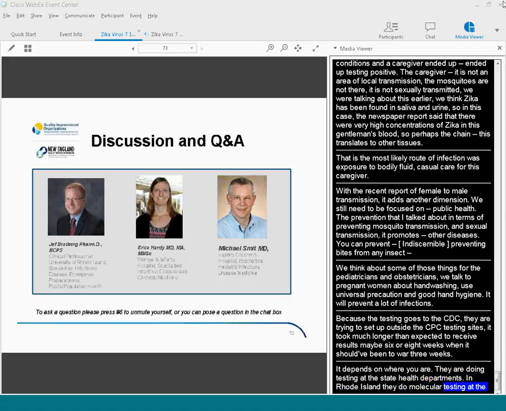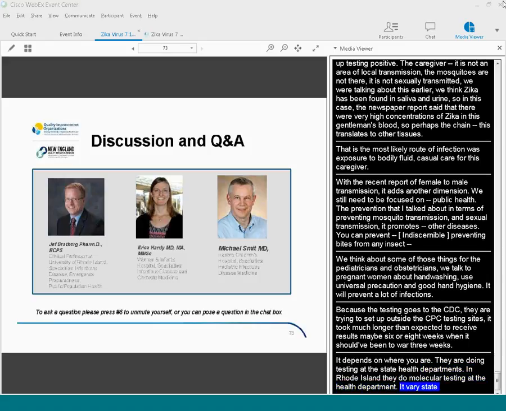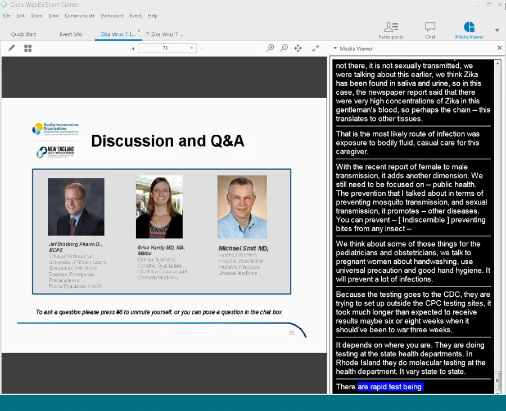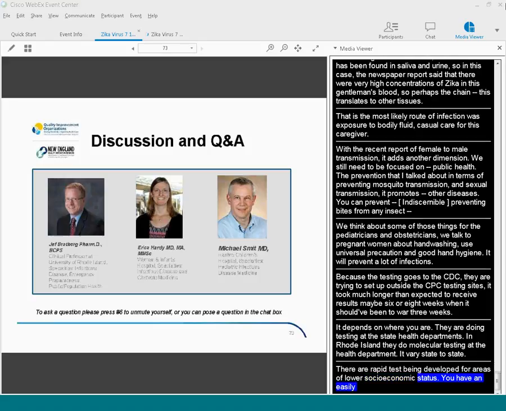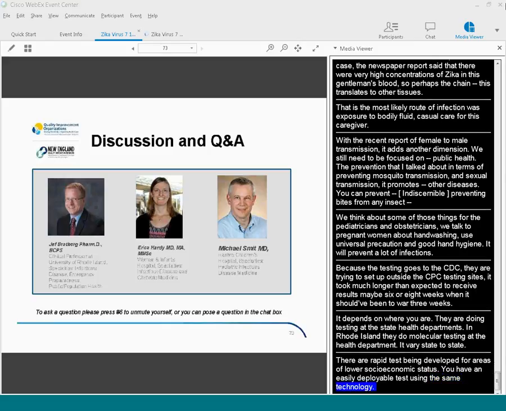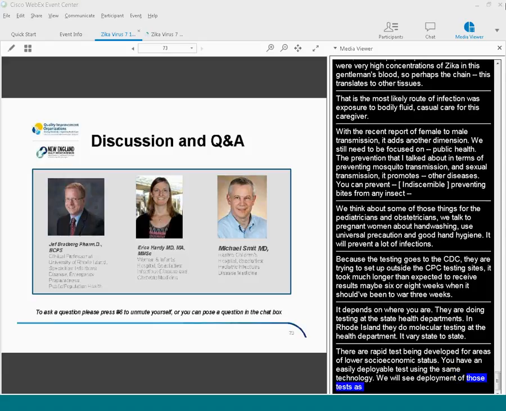And there are rapid tests being developed too, I guess primarily for areas of lower socioeconomic status, so we have an inexpensive, easily deployable blood spot testing using the same technologies that test for HIV and other viruses that occur in these fluids. So I think that we're going to see deployment of those tests as they get approved. There's one, I think, that has been emergency approved, but I don't know what the status is on its manufacturer.